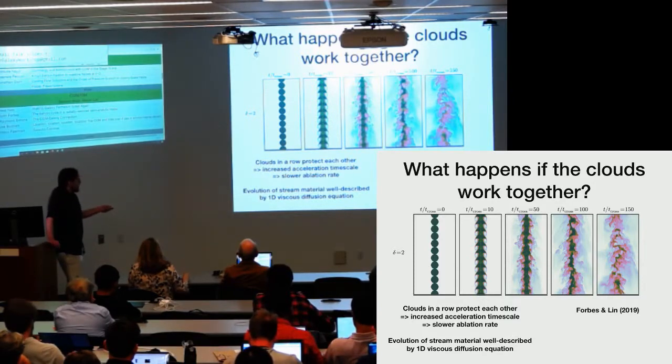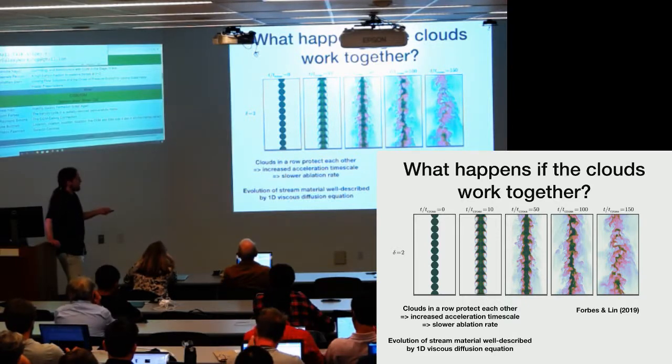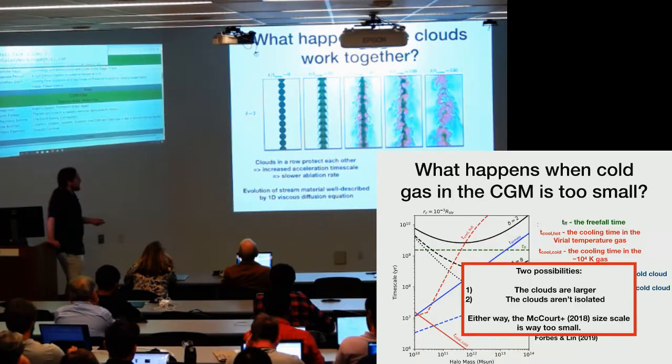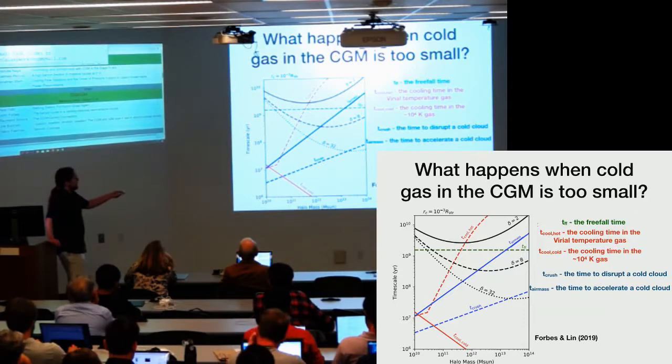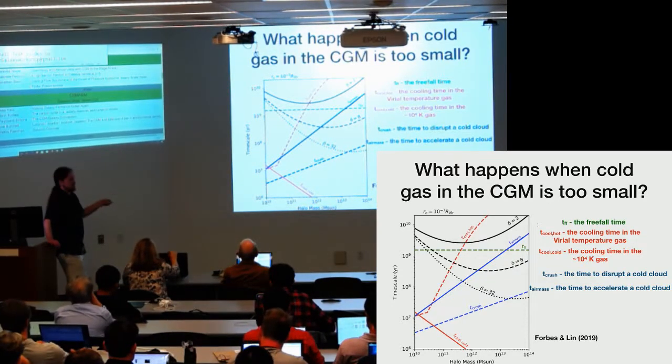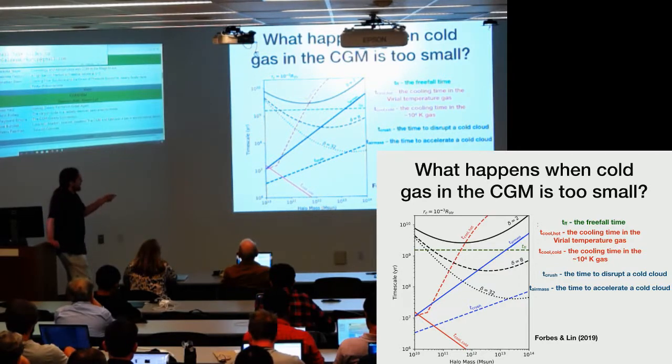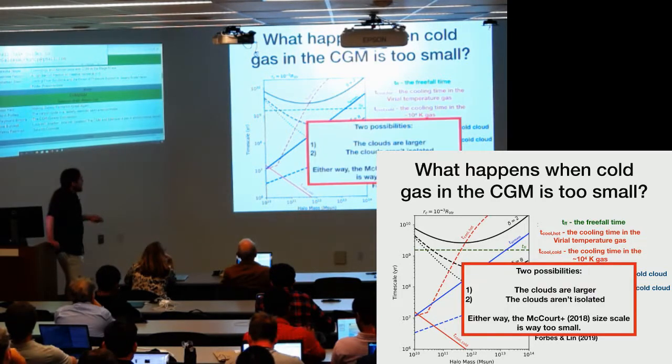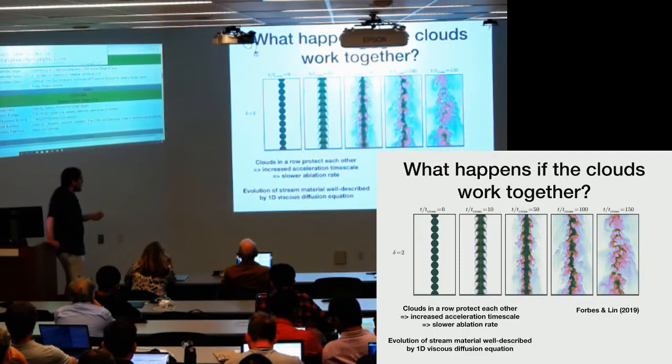And what we find is that these clouds in a row protect each other. They increase the acceleration time scale. They slow down the ablation. And you can actually sort of semi-analytically describe this. And so going back to this diagram, that's what these black lines are, with different values of delta, which is the separation between the clouds in units of cloud radii. So even with these small clouds, you can easily get them to not slow down.